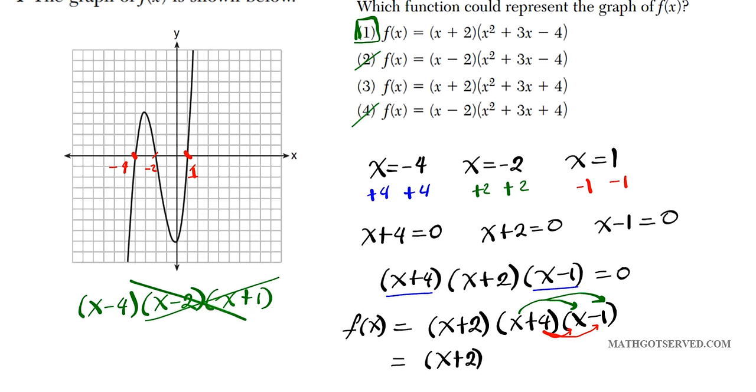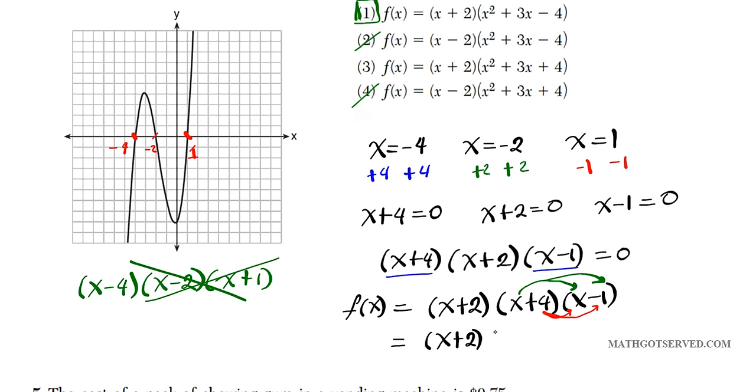All right, so we're going to have x times x is x squared, plus 4, wait, x squared minus x, let's do it in order. X squared minus x plus 4x minus 1. If you simplify that, you have x plus 2 times x squared plus 3x minus, well, the last number is 4, sorry, minus 4, because 4 times negative 1 is negative 4. And we can clearly see that our answer is option number 1.